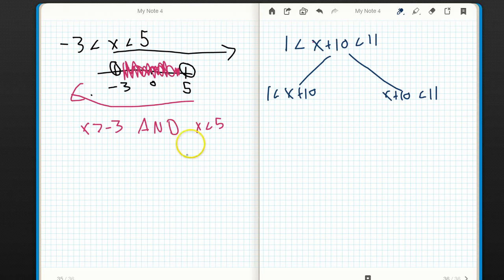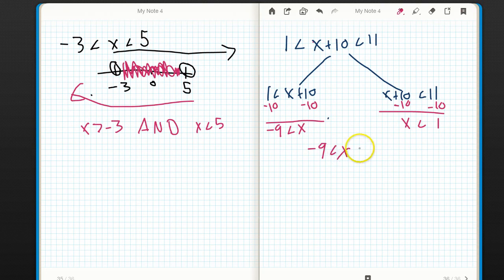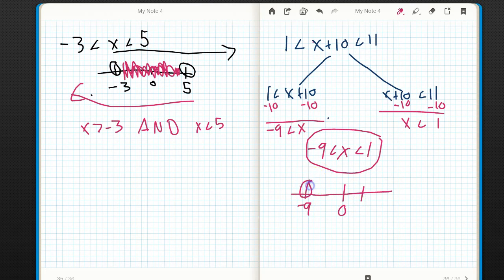Okay? So now we know how to do this stuff. So we subtract 10 from both sides. We get negative 9 is less than x. Subtract 10 from both sides. We get x is less than 1. So now let's graph. First let's rewrite this. We have negative 9 is less than x, and x is less than 1. So this is our answer. Now let's graph it. So 0, negative 9, and 1. Open circle, open circle. So it's all these.